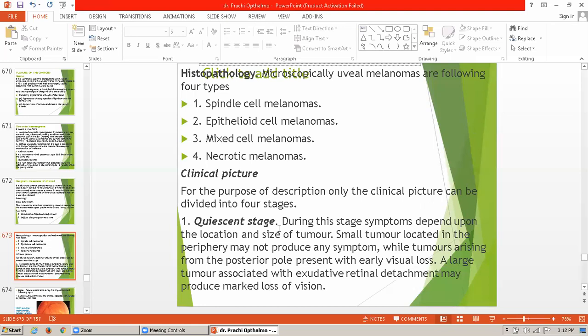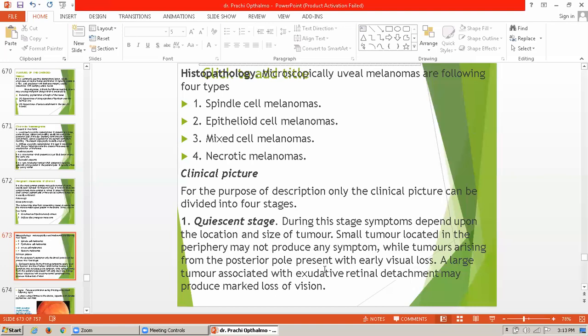Quiescent stage: during this stage, the symptoms depend upon the location and the size of the tumor. A small tumor located in the periphery may not produce any symptoms.